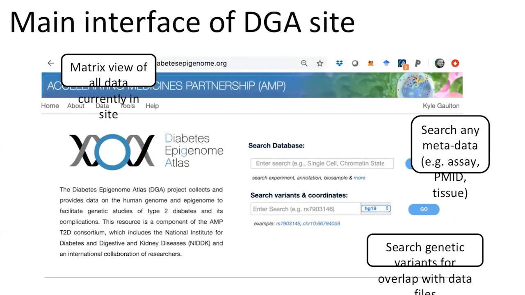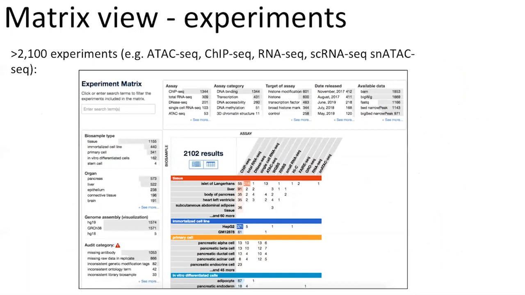So you can access the annotations and assays that we have in DGA through the matrix view that can be accessed via the data menu on the top left corner. Next slide. So this is the matrix view of the experiment. It shows different assays that we have on our site, and you can filter them based on the assay of interest, the biosample, and the data files that are available with regards to the assay. Next slide.